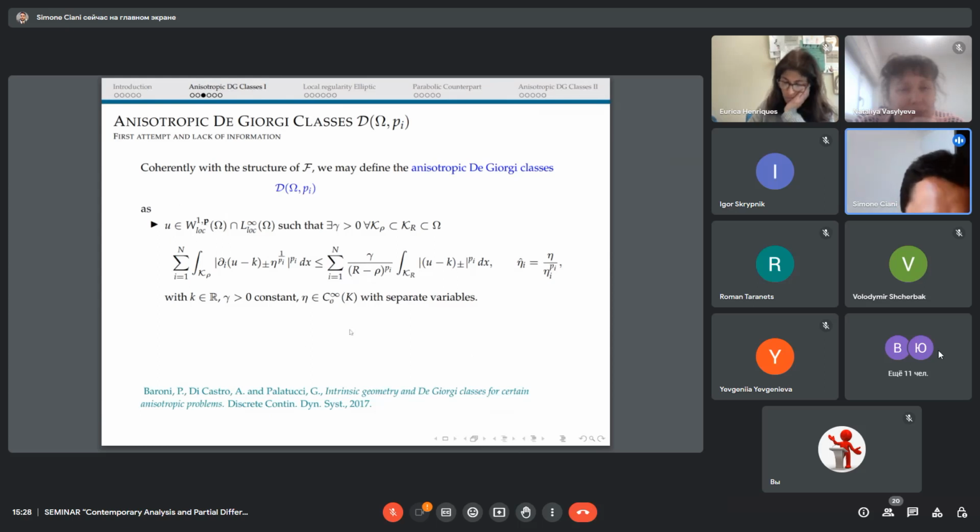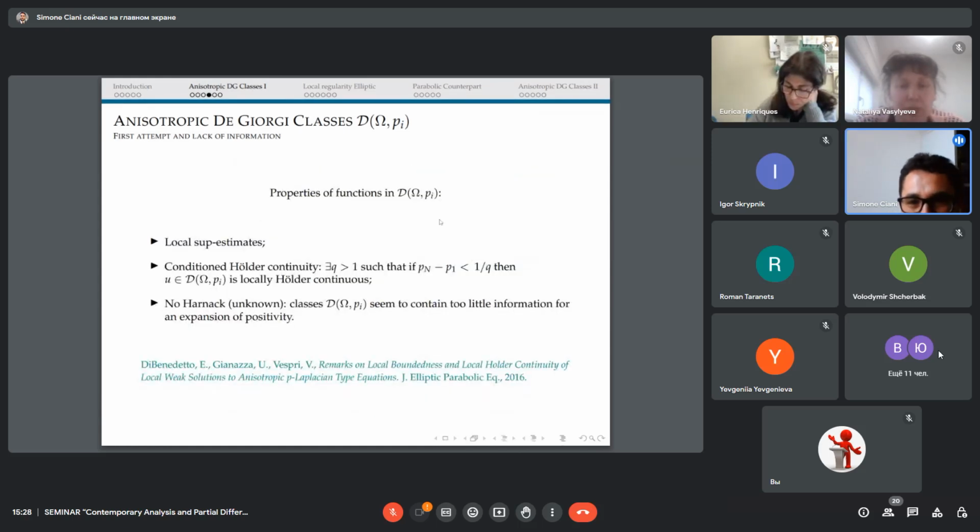So this is the idea that Baroni, Di Castro, and Palatucci tried to put in, defining the anisotropic De Giorgi classes by this energetic inequality here. But the problem is that, yes, for these functions in this anisotropic De Giorgi class, we can have local estimates, even if they are already bounded. We can have a Hölder continuity of the functions of these classes, but it's conditioned. It's a stability result, conditioned on the fact that there exists a number that we don't know what number it is, such that if the difference between Pn and P1 is small enough, then the function in this anisotropic De Giorgi class is locally Hölder continuous. So it's a Hölder continuity conditioned on the distance from Pn to P1, which is not exactly quantified.